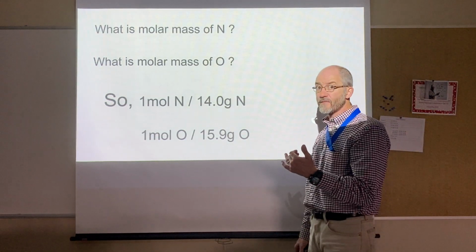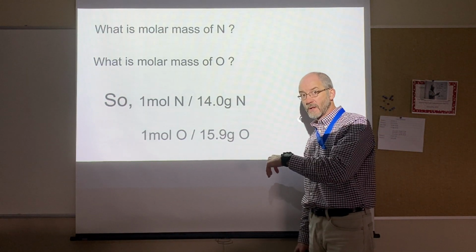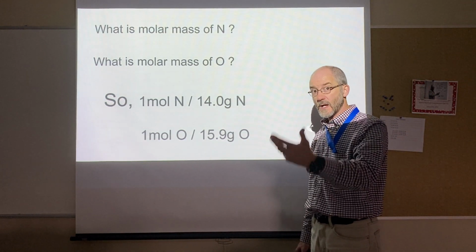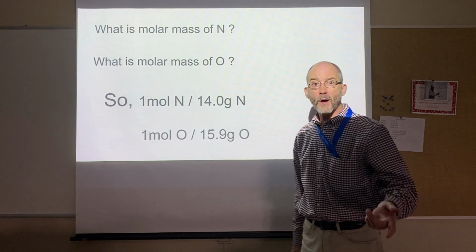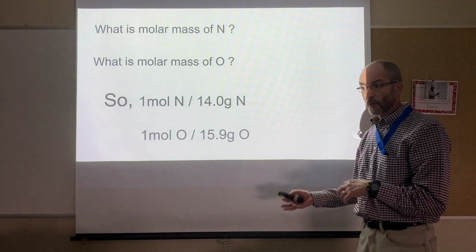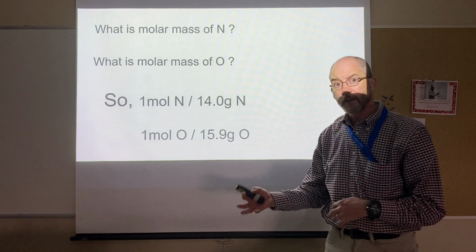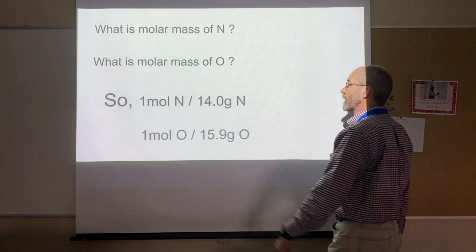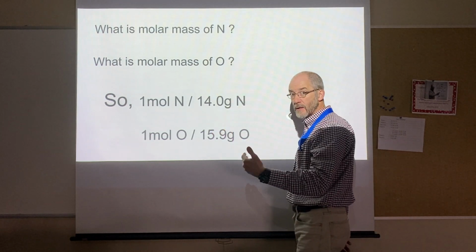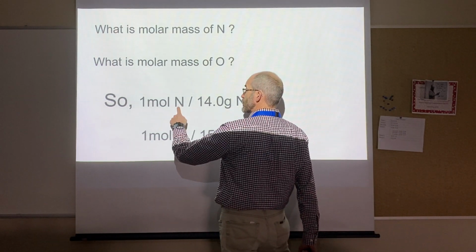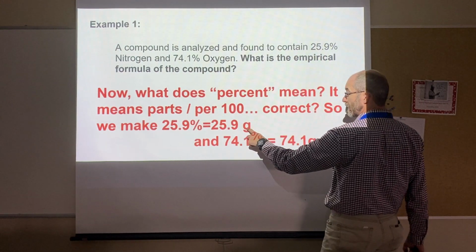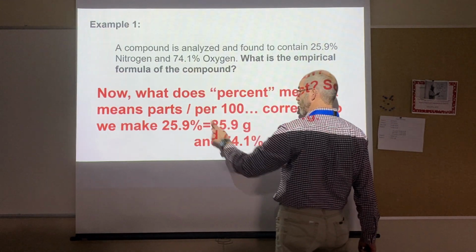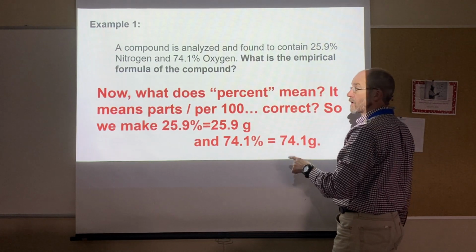Well, we want to then find the molar mass of each of those items, okay? Because just because we know the mass in the problem doesn't mean that that's equal to the molar mass. It might be more, or it might be less, okay? So we're going to go to our periodic table. You know how to find molar mass, and we're going to look at nitrogen. Remember, nitrogen is the one that we made 25.9 grams. Oxygen was 74.1 grams, okay?